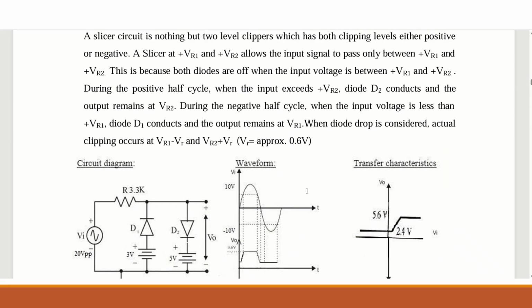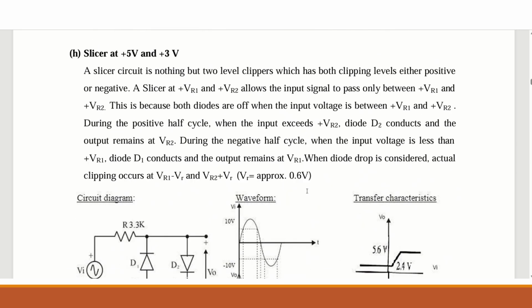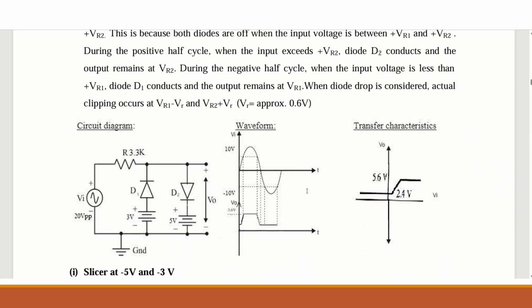In the case of the slicer, we are applying a positive half cycle, and during the positive half cycle of the input signal, diode D2 conducts and D1 is reverse biased, and the effective voltage at the output becomes 5.6 volt. Clear? And during the negative half cycle, what will happen?